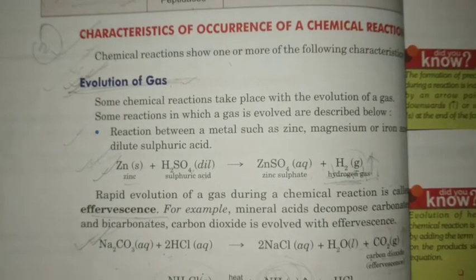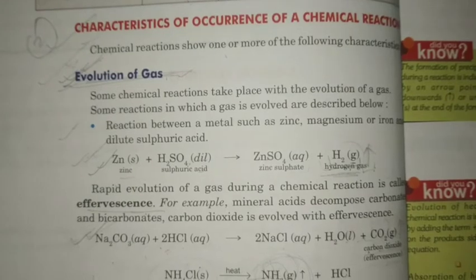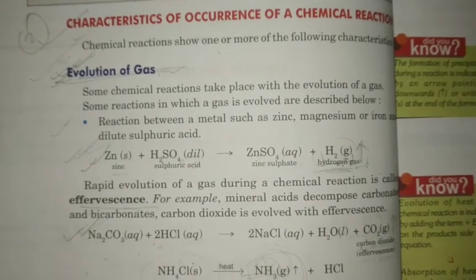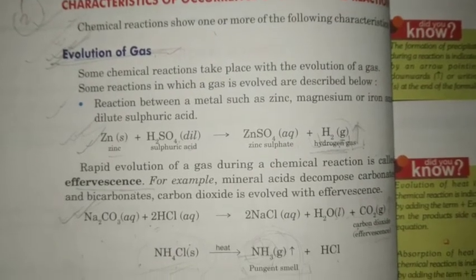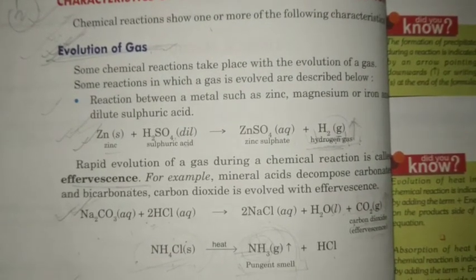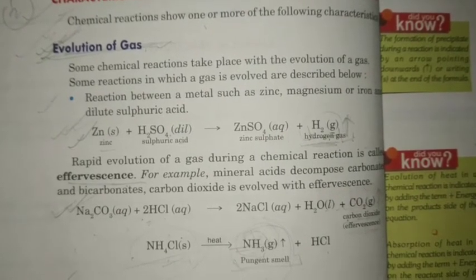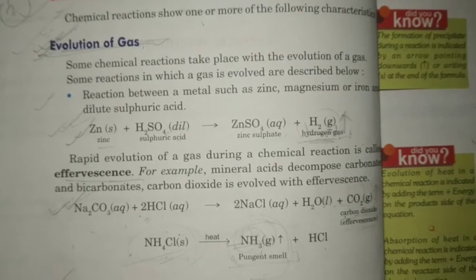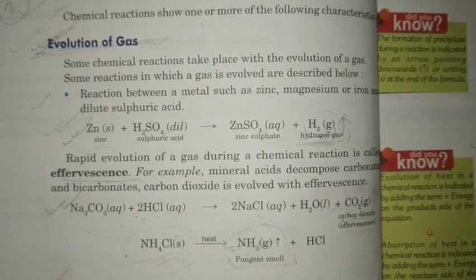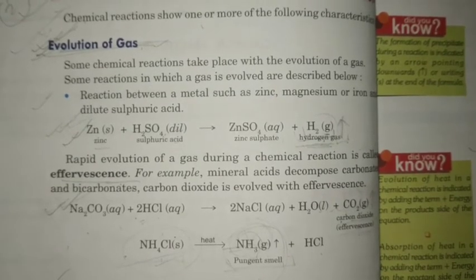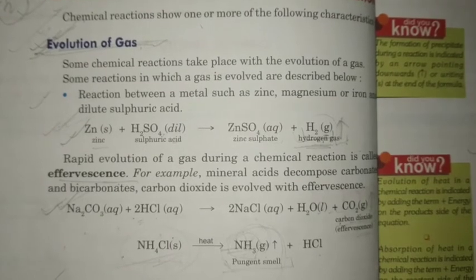Now let's discuss some of the characteristics of occurrence of a chemical reaction. The first one is evolution of gas. Some chemical reactions take place with the evolution of gas. Like in this example, you can see that zinc plus sulfuric acid gives zinc sulfate plus hydrogen gas. In this reaction, rapid evolution of gas occurs. This rapid evolution of gas in any chemical reaction is called effervescence. So effervescence is rapid evolution of gas.